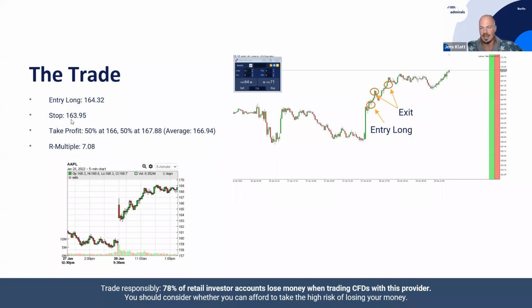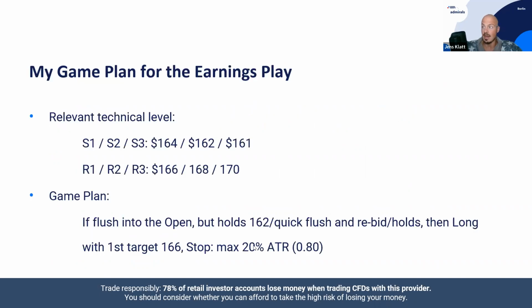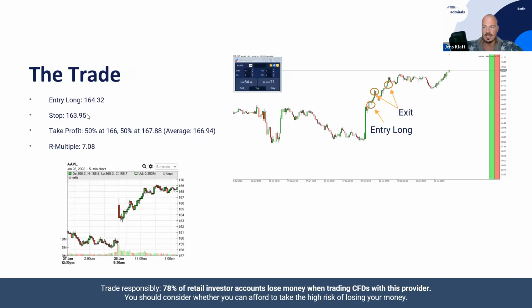So this is now when I know, okay, if we can hold this level, well, then I'm out here. So this is a level to risk against. So I'm long against 164.32. I'm risking here a little more than 30 cents, which is also in line with my plan. The max risk I was willing to take was 20% of the ATR, so 80 to 90 cents. So I'm risking slightly less than 40 cents.